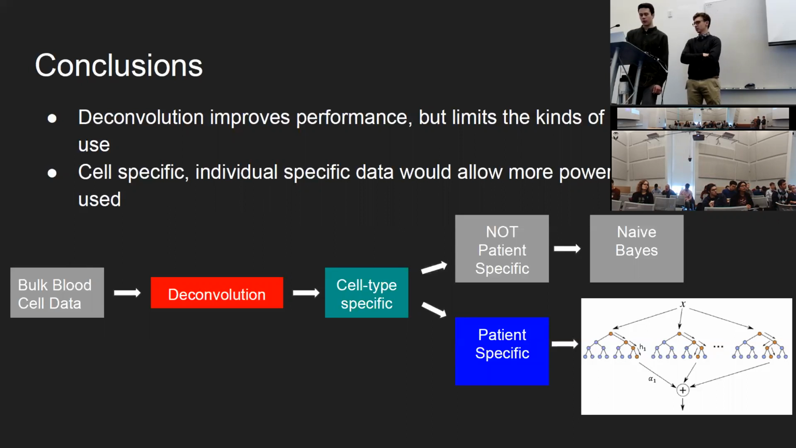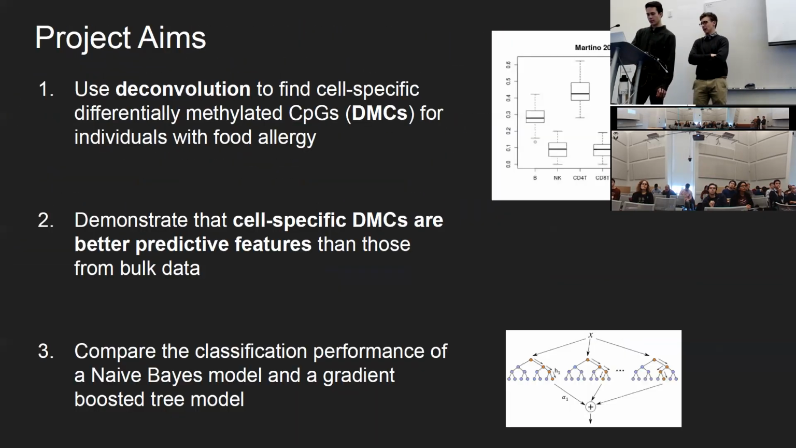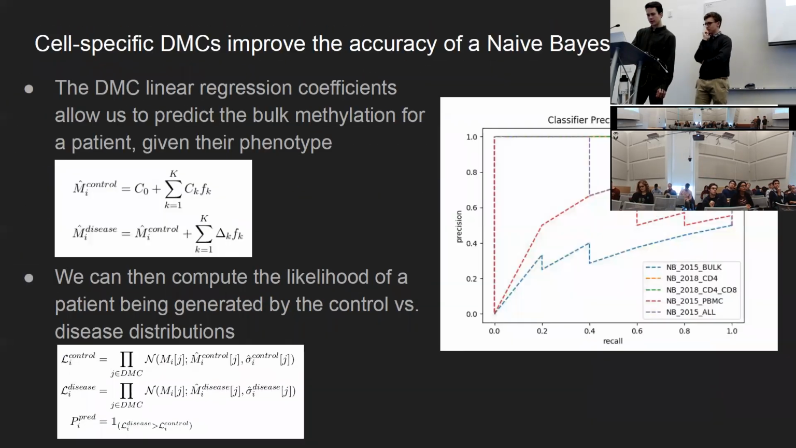Yeah, so in this case, the deconvolution methods that we based ours off of give you a cell fraction, and then they estimate cell specific effects for the control and disease phenotypes, but not for each person in the data set. And that distinction is what allows us to implement a naive Bayes classifier, because we don't need class conditional distributions, but prevents us from using gradient boosting.